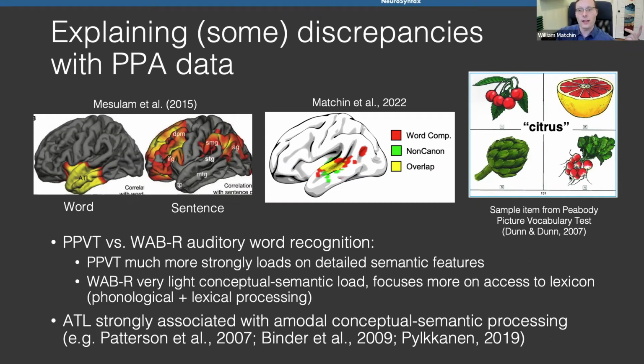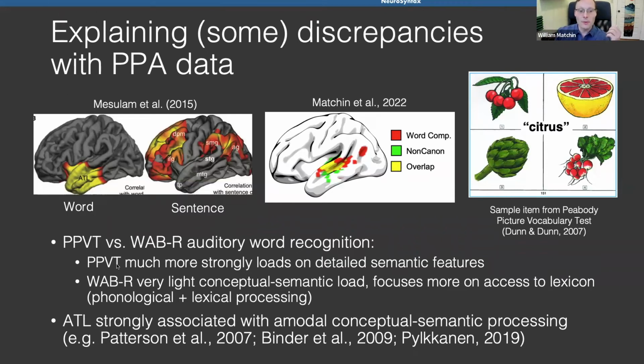So one thing is that in the PPA analyses, they use the Peabody Picture Vocabulary Test as their word comprehension measure, but it's actually fairly difficult. This is an example item that would have been used in their analysis, where the auditory presentation is "citrus" and the patient has to select number 2, right? That requires a bit more finer-grained semantic analysis. Whereas the WAB-R is like, oh, point to the desk, right? They're in a real environment and they're much more high-frequency, simple vocabulary items.